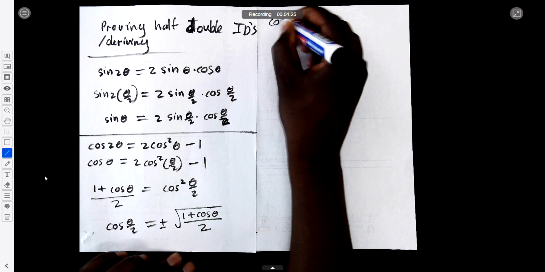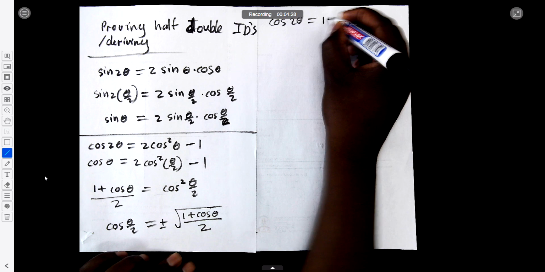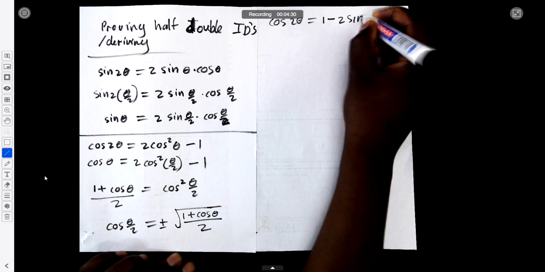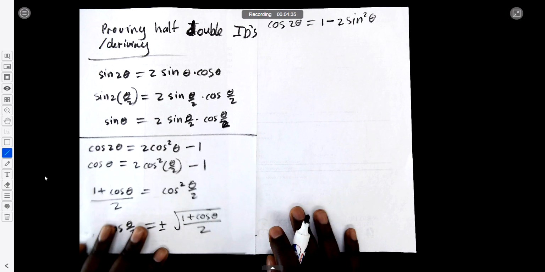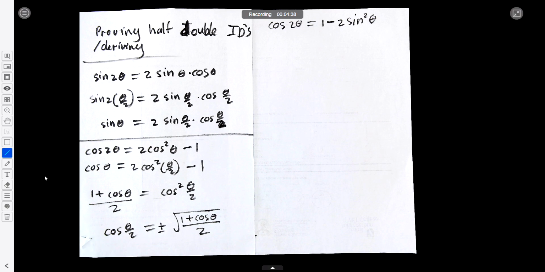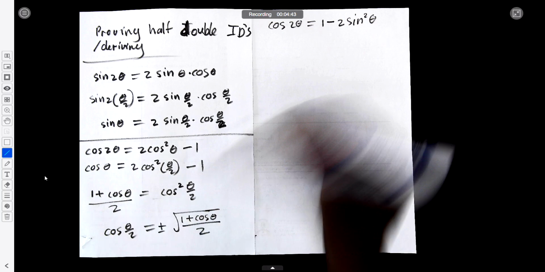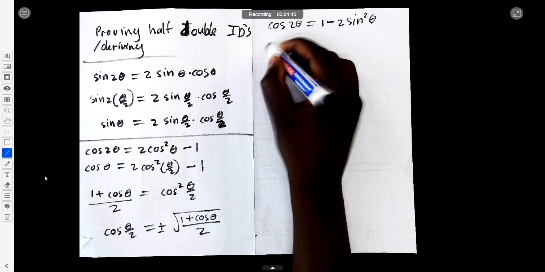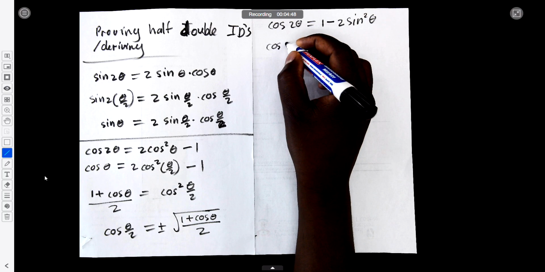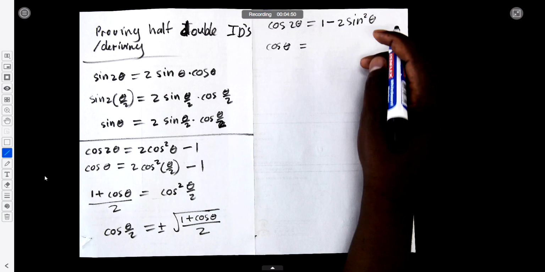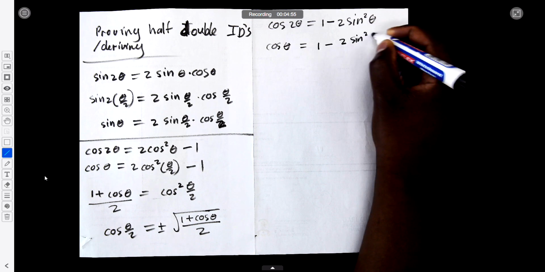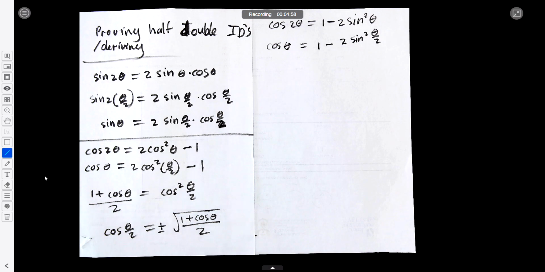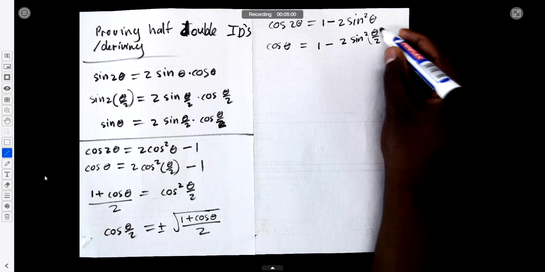So same thing, what if we want to prove the one which consists of 1 minus 2 sine squared theta? cos 2 theta equals 1 minus 2 sine squared theta. We do the same thing. Let's halve the angle. Halving, dividing by 2, the angle, dividing it by 2. So we'll have cos theta equals 1 minus 2 sine squared. We halve the angle, so theta divided by 2.